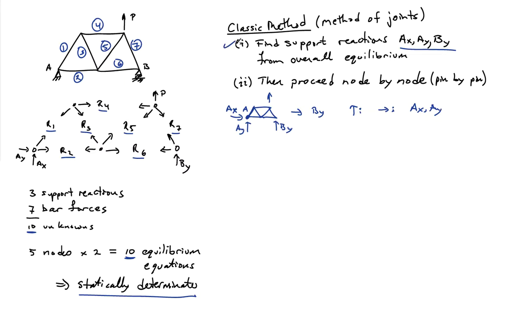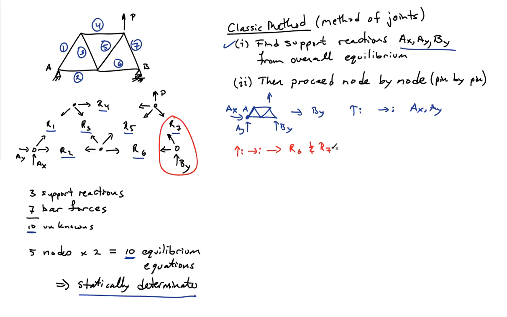And now I can start to work my way through the system. So for instance, if I look at the node where B is, I can use that set of forces, and I can do vertical equilibrium and horizontal equilibrium, and that would tell me what R6 and R7 are. And so now I've fully solved that node there.